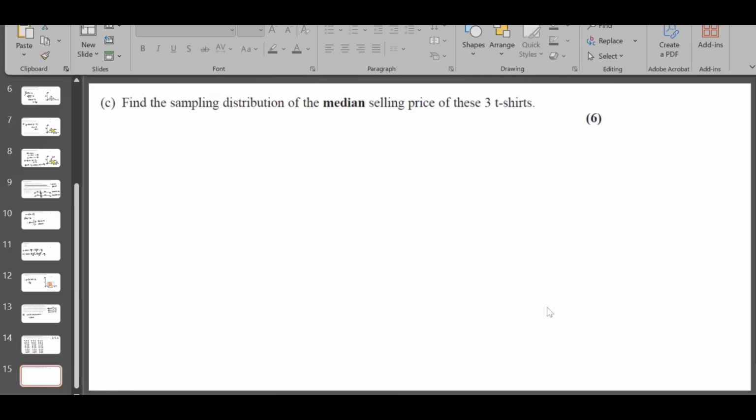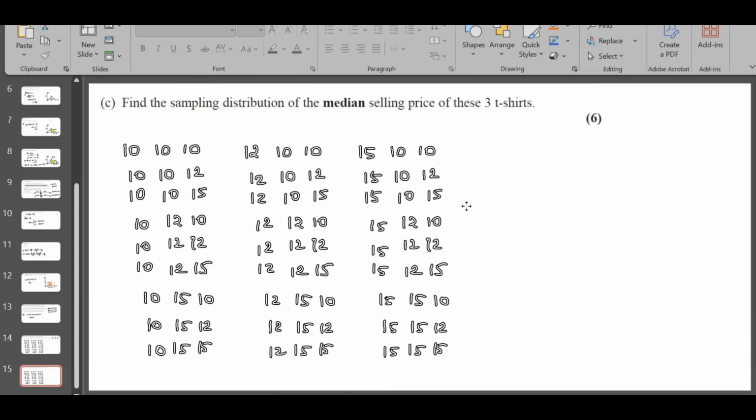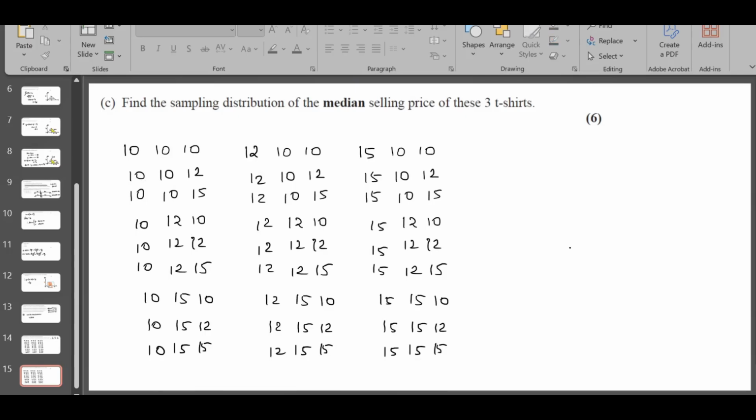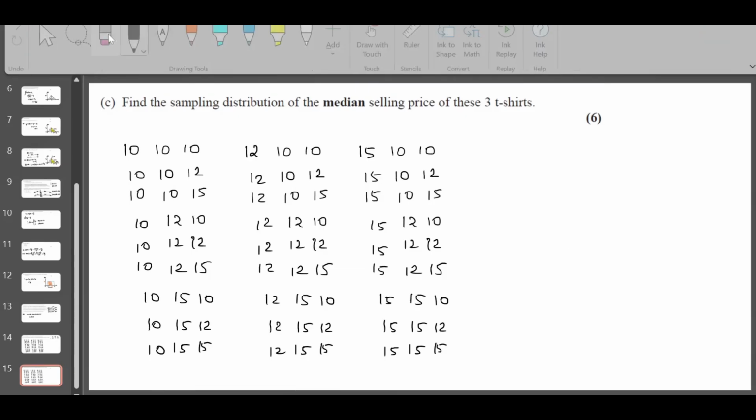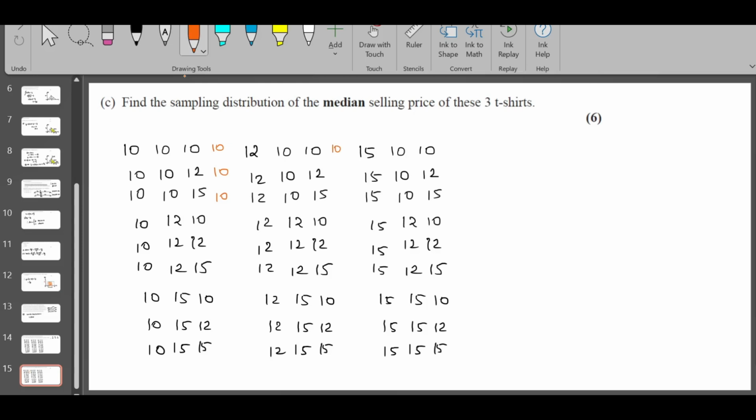Part C, find the sampling distribution of the mean selling price of these 3 t-shirts. So we are going to take all the combinations here first. We need to find the mean of these combinations. How do we find the mean? We write them in ascending order and take the middle number, right? So definitely here the mean is going to be 10. Here also 10, here also 10, and for these also it's going to be 10.